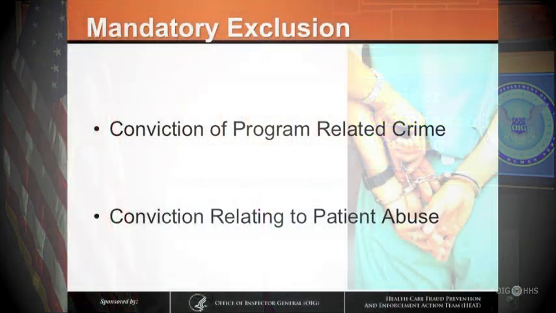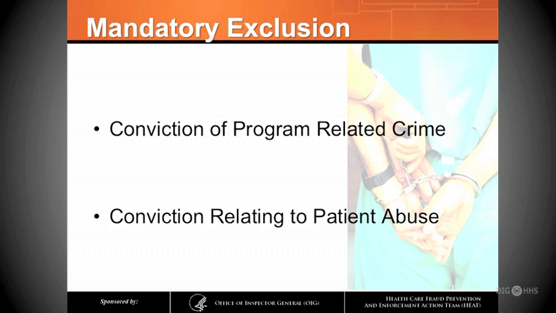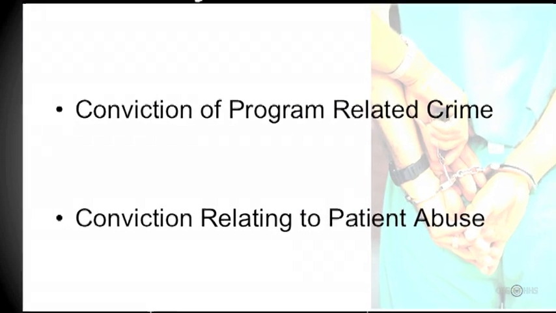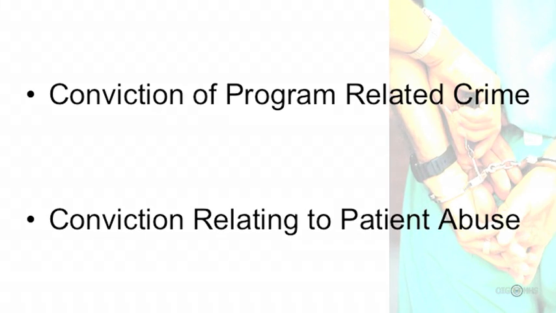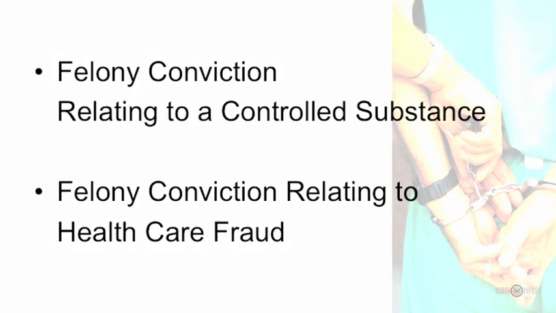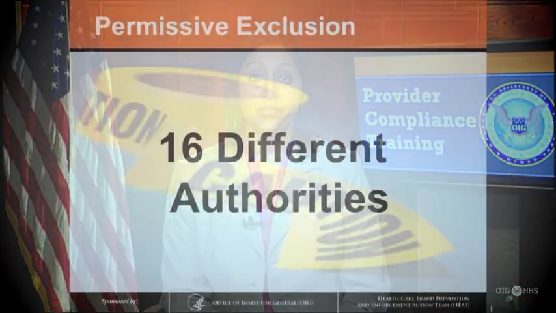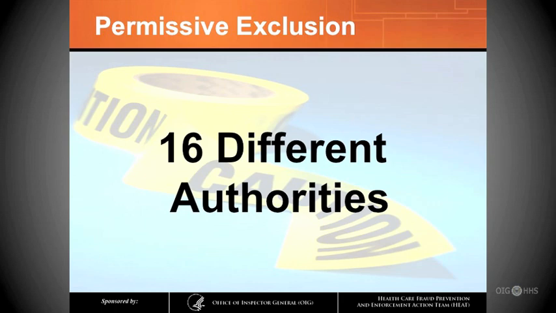Now that we have covered the basics, let's move on to the two types of exclusion: mandatory and permissive. In certain circumstances, the IG is required to exclude individuals and entities, such as when an individual or entity is convicted of a program-related crime or patient abuse and neglect, or if an individual is convicted of a felony relating to controlled substances, or obviously a felony relating to healthcare fraud. These are mandatory exclusions.